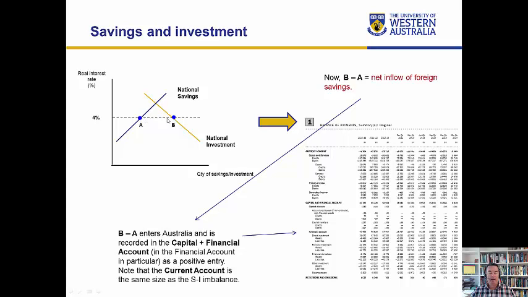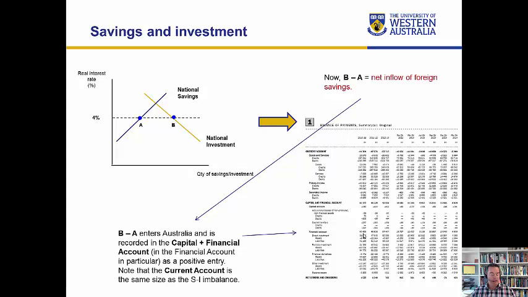That amount of money is the foreign savings coming into Australia, and as that money comes into Australia, it will be recorded in the financial account section of the capital financial account. So in Australia in 2010-2011, we can see the financial account balance is $40.493 billion. So in 2010-2011, that gap between A and B was $40.493 billion. That was the gap between national savings and investment.